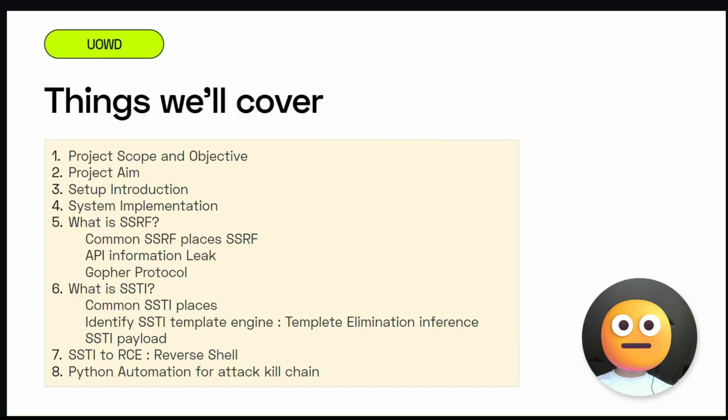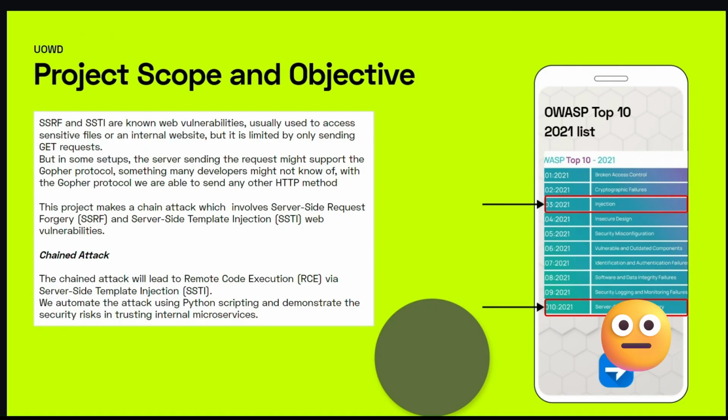We start with the project scope and objective. We move to the aim of the project. Then we introduce you to the setup that we use to implement the project. We explain what is SSRF, how the API leaks information. We explain then the Gopher protocol. Then we move and talk about the meaning of the SSTI, template elimination inference method, the SSTI payloads. Then we demonstrate the reverse shell, and we also show the Python automation.